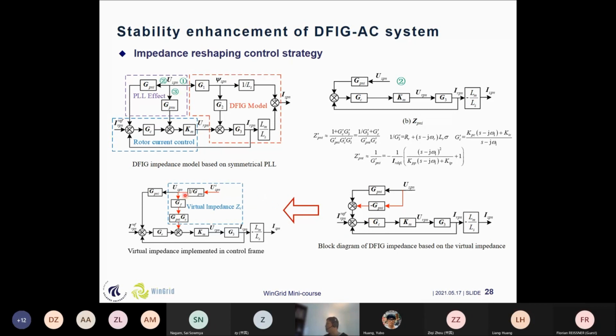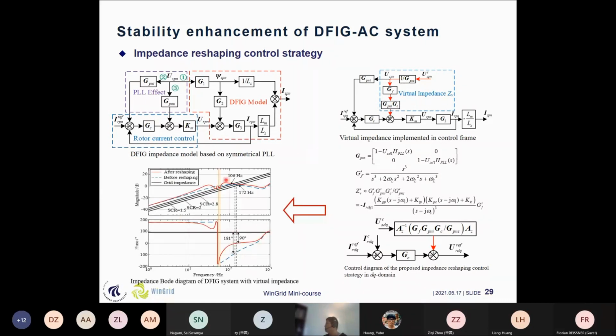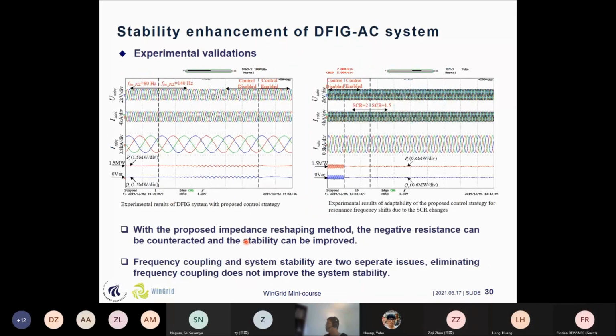And then we add a virtual impedance, that is by adding this GPNI here. We can see that this is a transformation, and by using this impedance reshaping, the phase margin is increased a lot. And by increasing this phase margin, we have also done some experimental validations. We can see the experimental results with the proposed control strategy, when we increase the PLL bandwidth from 80 Hertz to 140 Hertz: if we don't use the impedance reshaping, it will have oscillations. But if we use the impedance reshaping, it will become stable.